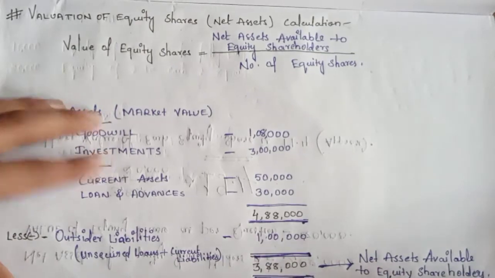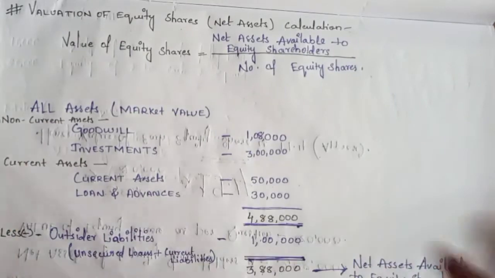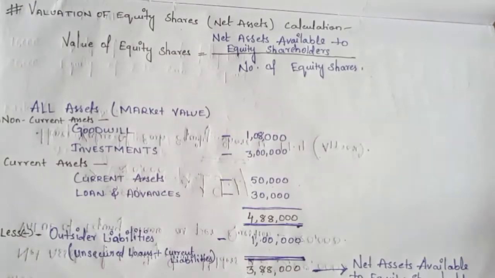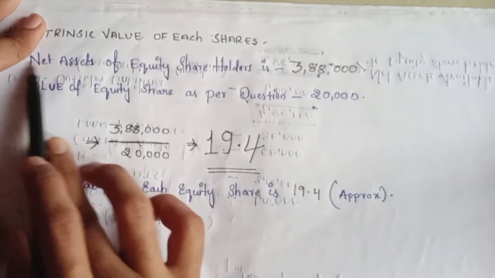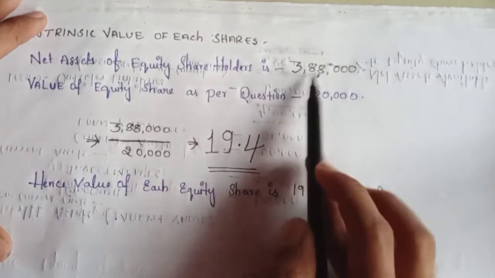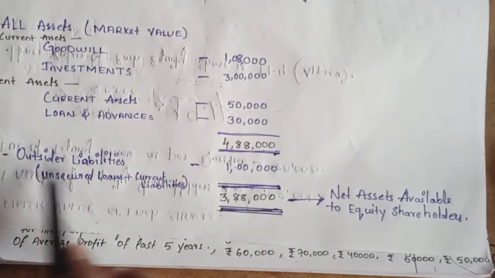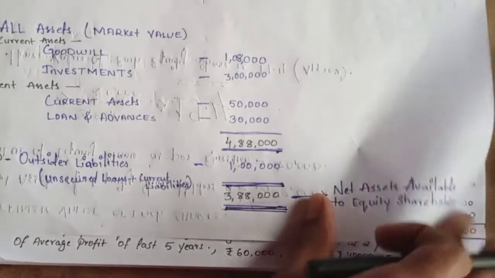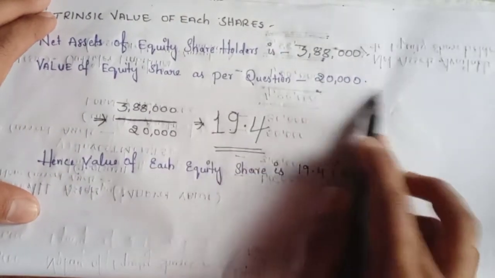Now what do we have to do? We have to find the value of each share, how much value the equity shareholders have on each share. The intrinsic value of each share: the net assets of equity shareholders we have got is 3,88,000 after deducting outsider liabilities. And the number of equity shares as per our question is 20,000. How 20,000? Let's see here.